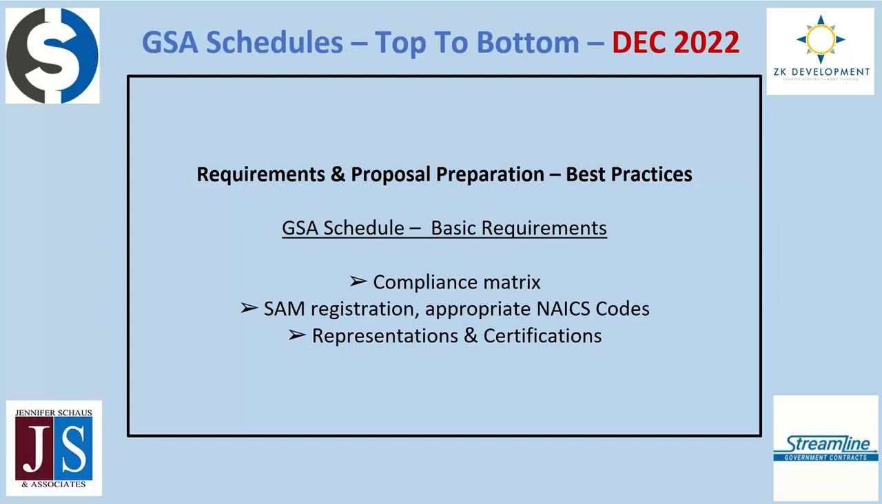You want to make sure that your SAM registration is complete, that you've got the right NAICS codes in there that match up to the special item numbers. You want to make sure that your DFARS and your FAR representations and certifications are accurate. Your small business designation is current. If you've graduated from small business to large business, you want to make sure that that is accurately reflected in your SAM registration.